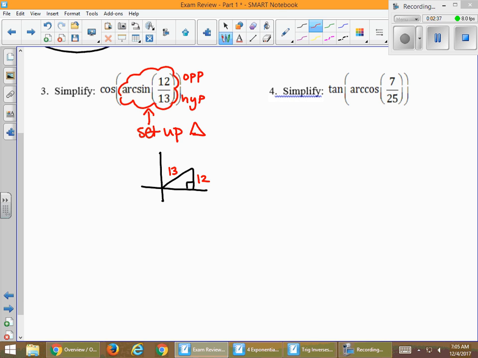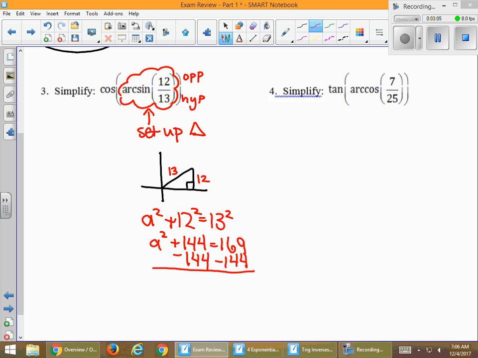We need to find our other side, so we're going to use the Pythagorean theorem. Or if you have that special right triangle memorized, that's awfully helpful as well. Otherwise, you can do the math. Perfect squares up to 15 are awfully helpful if you would not have a calculator available. But those aren't too unreasonable.